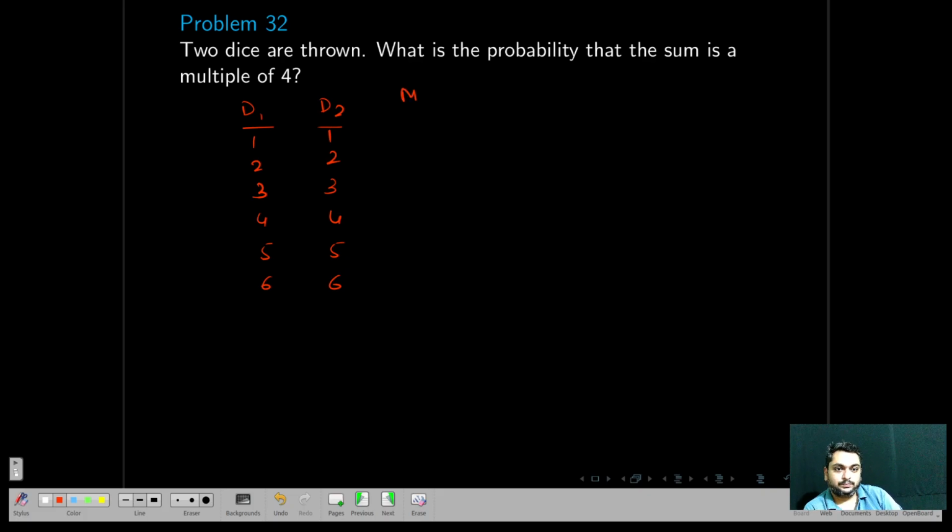Multiple of 4 means what? The sum can be 4, 8 or 12. 16 is not possible because the maximum, 6 plus 6, is 12 only, right? So now find all those combinations which satisfy this condition, divisible by 4. Start from here. 1, 1 is not possible, 1, 2 is not possible. So 1, 3 is one pair. Next, 1, 4 is not possible, 1, 5 no, 1, 6 also no because it becomes 7.